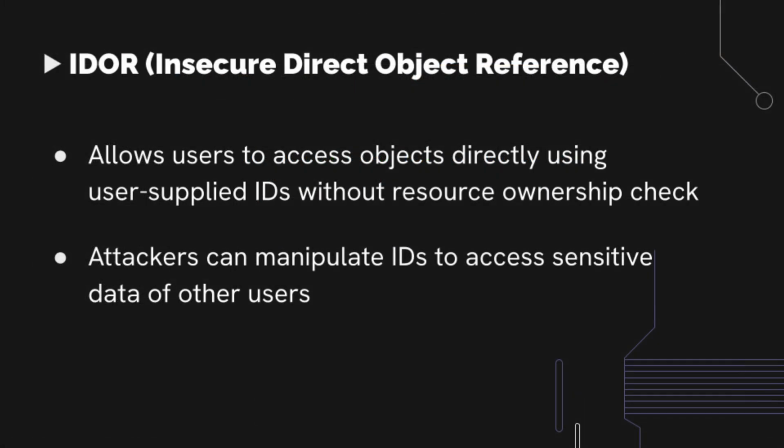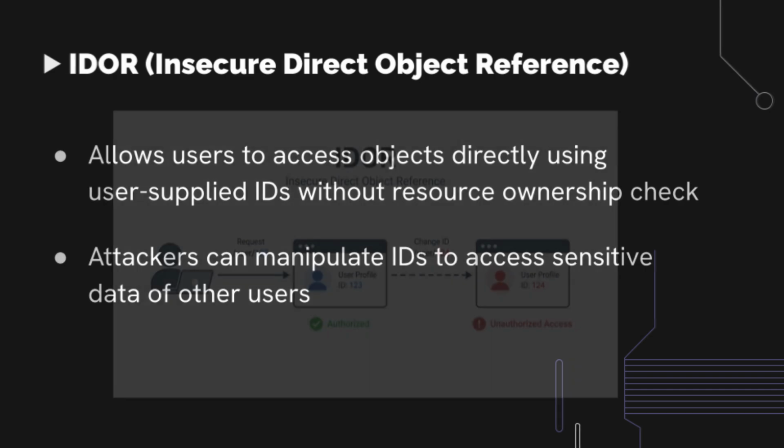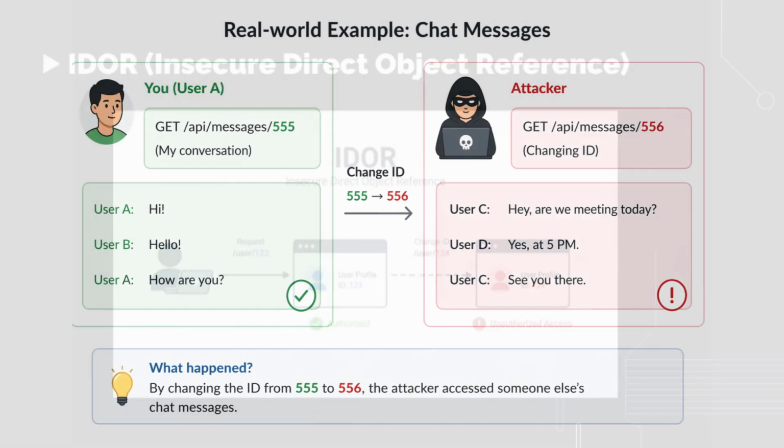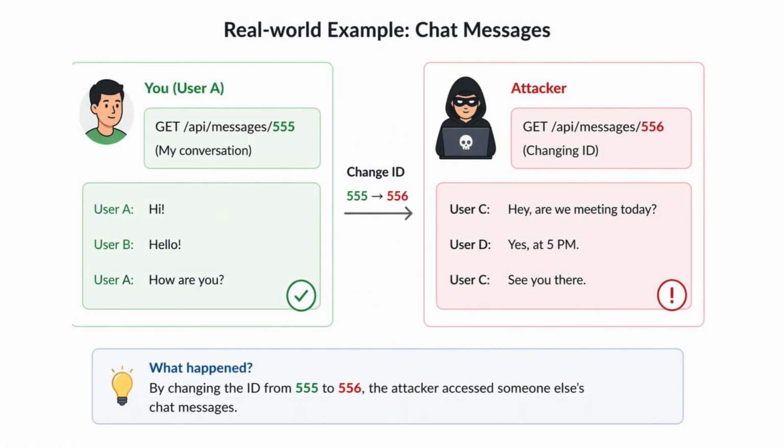This vulnerability is known as IDOR, Insecure Direct Object Reference, a type of horizontal access control vulnerability. It happens when an application allows users to access objects directly using user-supplied IDs without a proper authorization check. As a result, an attacker can manipulate IDs to access sensitive data of other users. This type of vulnerability is actually found in many real-world applications. For example, instead of enrollment records, it could be chat messages or other sensitive data that become accessible by changing the IDs in the request parameter if this type of vulnerability exists.